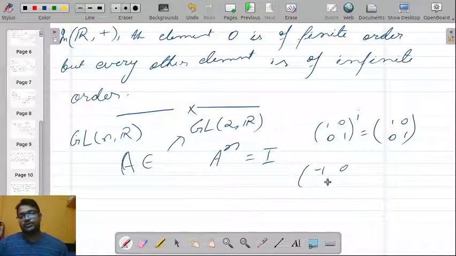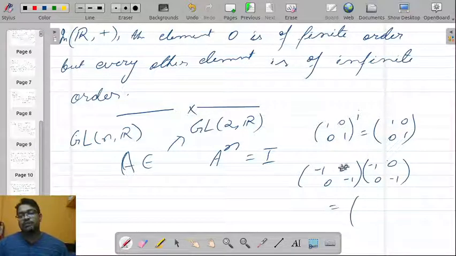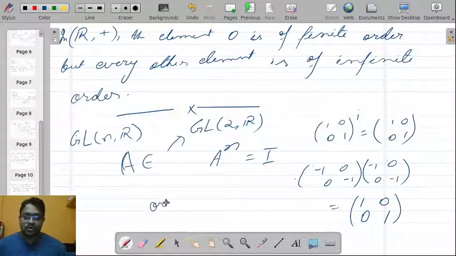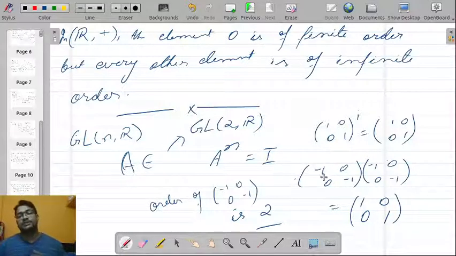So what about this? If you try to see it nicely, the matrix -1 0 0 -1, if you multiply it with itself, what do you get? -1 into -1 is +1, 0 into 0 is 0, -1 into 0 is 0, and 0 into -1 is 0. Then the second row, first column: 0 into -1 plus -1 into 0 is 0, and second row, second column: 0 into 0 is 0, and -1 into -1 is 1. So it's the identity. So the order of this matrix -1 0 0 -1 is actually 2. This is an order 2 element in this set.